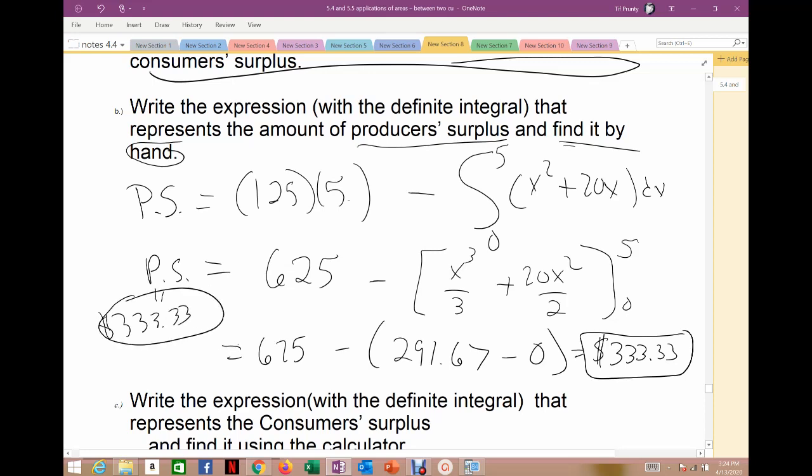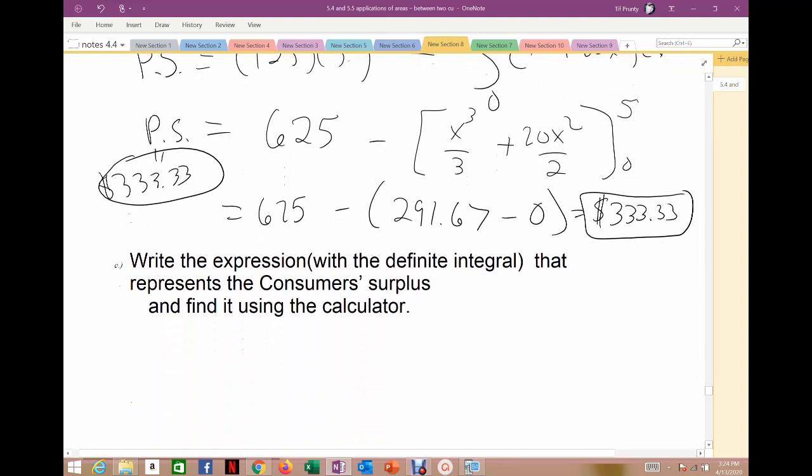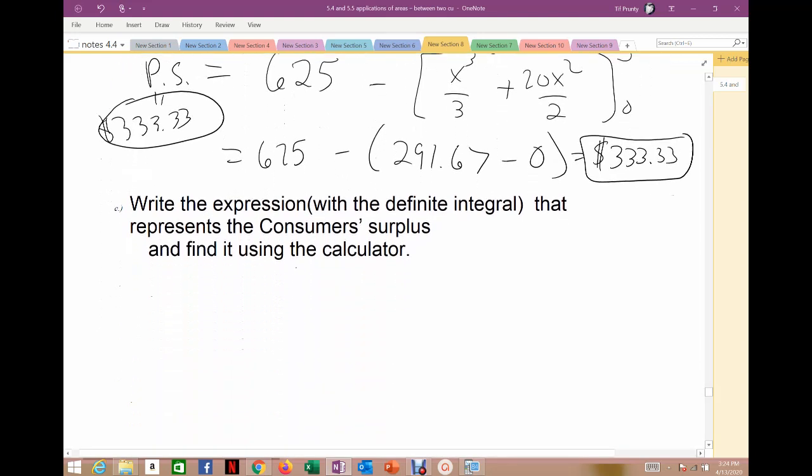Alright, so $333.33 and change is my producer surplus. Alright, by hand. You could check it on the calculator if you want to. I do believe that is the right answer, though. Alright, the second part of this is write the expression with the definite integral that represents the consumer surplus, and this one we will solve on the calculator. Alright, so consumer surplus, though, first write it out.